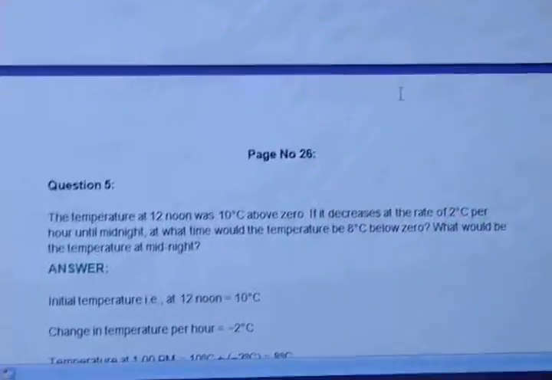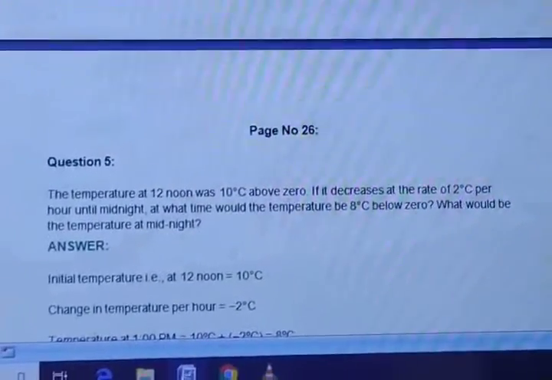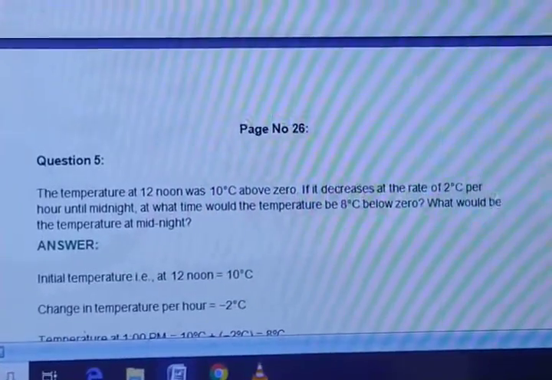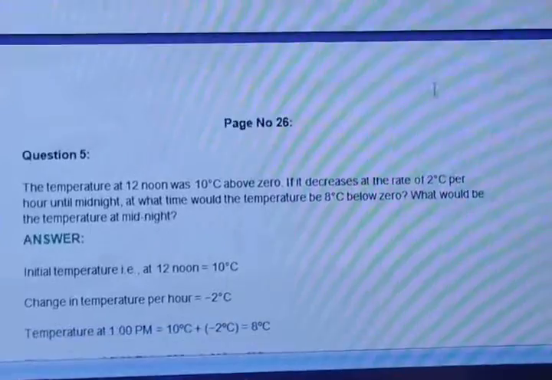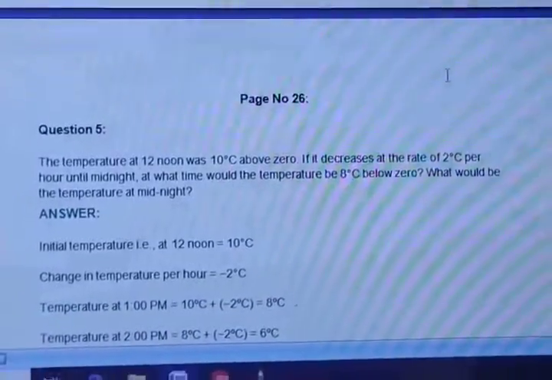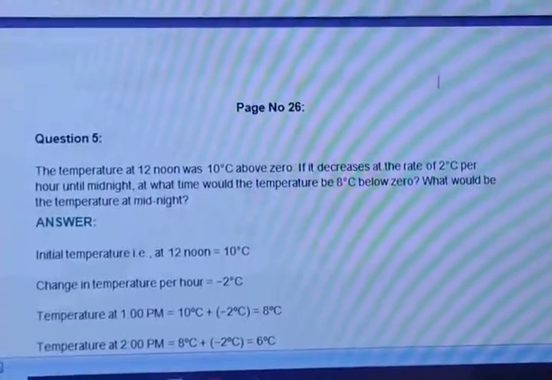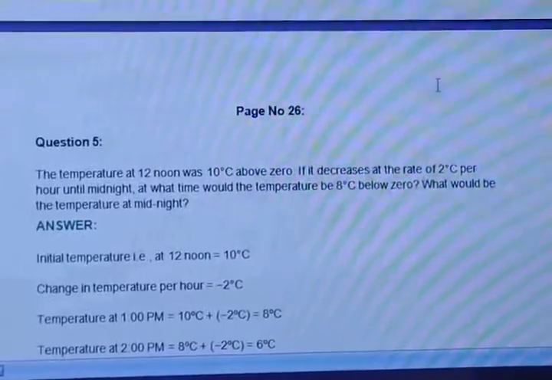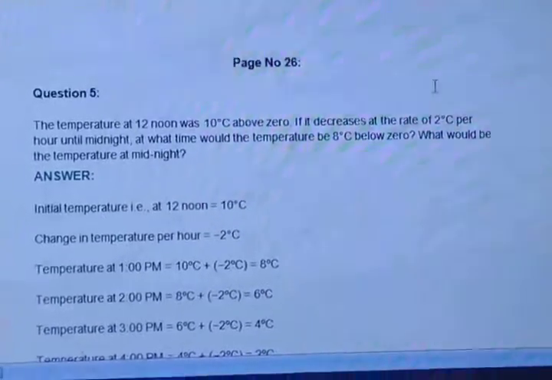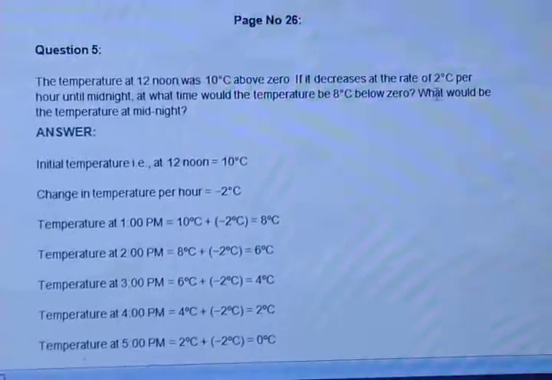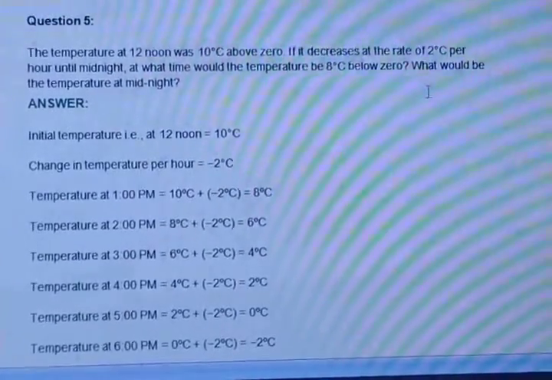Initial temperature at 12 noon was 10 degrees Celsius. Now the change in temperature per hour is 2 degrees Celsius, and the temperature at 1 p.m. will be 10 degrees Celsius plus minus 2 degrees Celsius, which is equal to 8 degrees Celsius. Then 2 p.m., 3 p.m., 4 p.m., 5 p.m., 6, 7, 8. You can write like this.